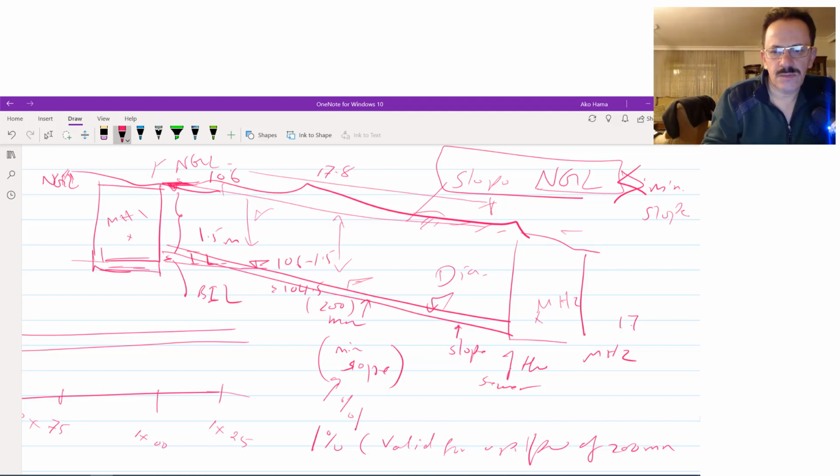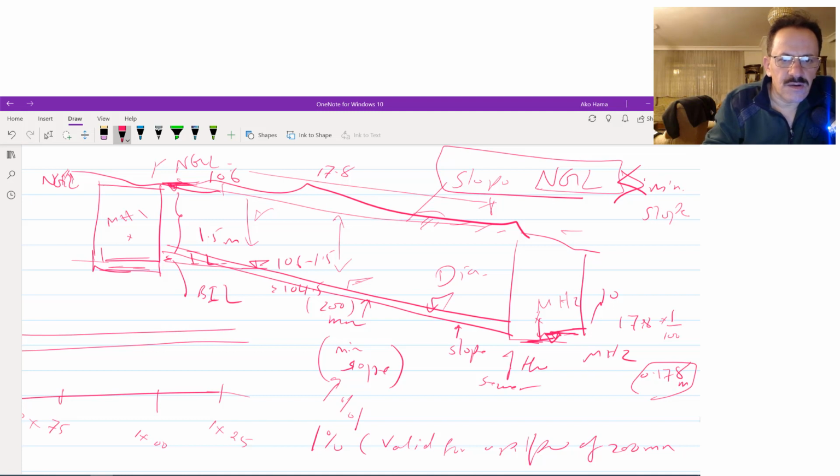17.8, the length, times 1% will give you 0.178 meter. So the invert level of this manhole is equal to 104.5 minus 0.178, and so on for the other manholes.